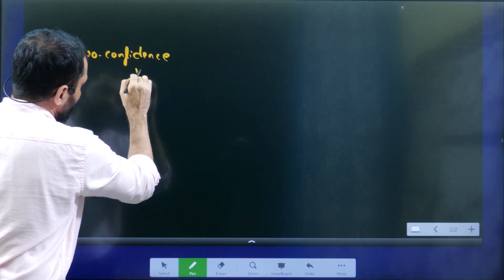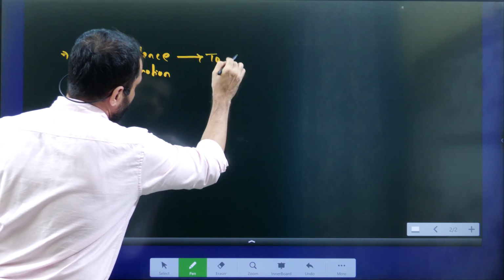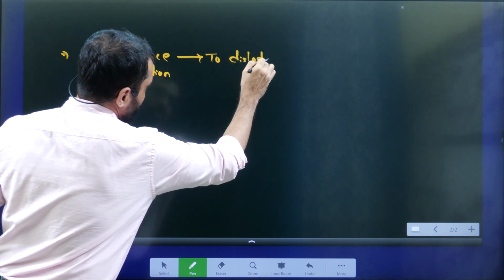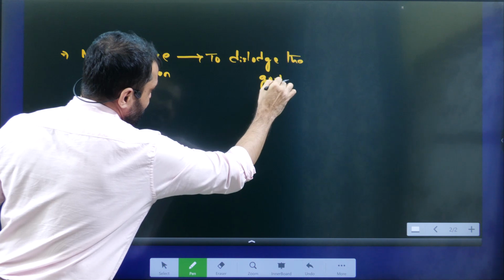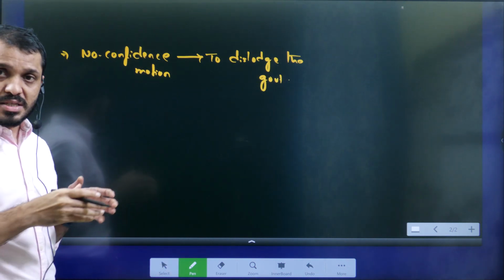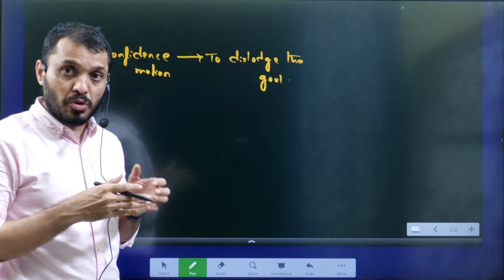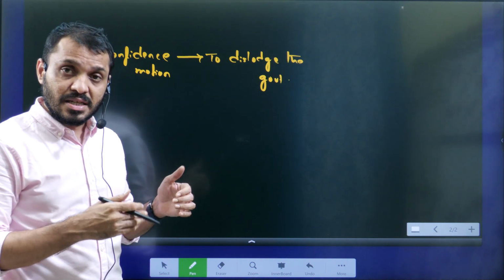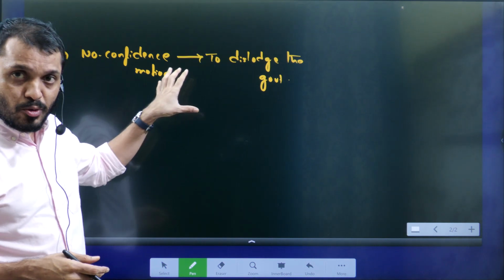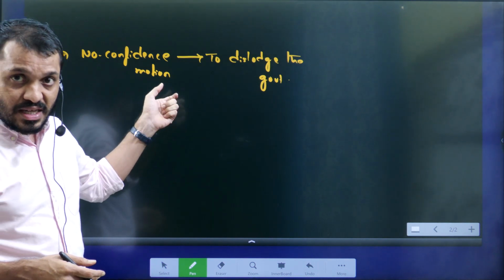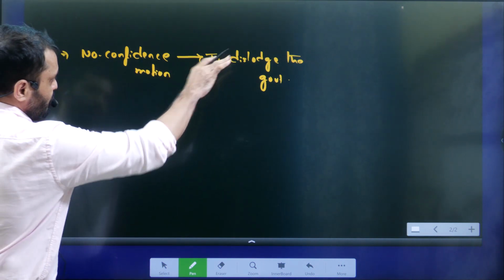One is to dislodge the government. That means to remove the government. In the present scenario, it is not possible because the present NDA government has the absolute majority on its own. Along with its allies, it has more than 350 seats. So now the opposition parties, which are INDIA, cannot dislodge the government. So this purpose will not be fulfilled.